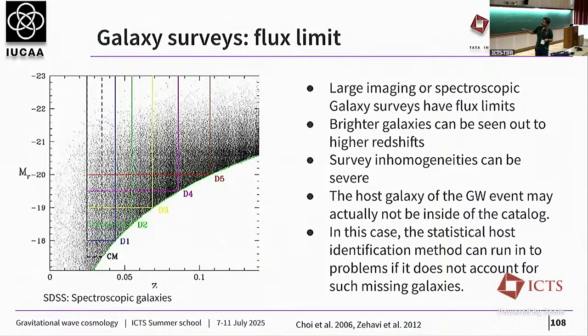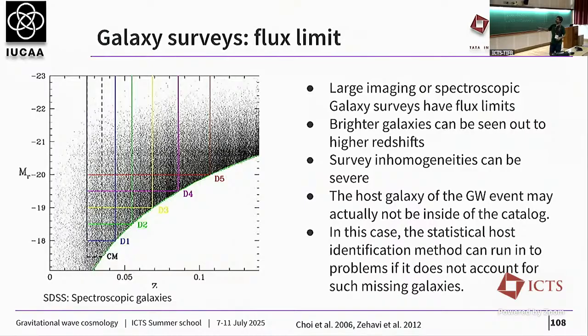But you remember, we had some integrals which went over this population. So how do you carry out those integrals over that population if you don't know what is there? Right? So that will be a question that we will have to deal with. How to deal with galaxies which are actually missing.